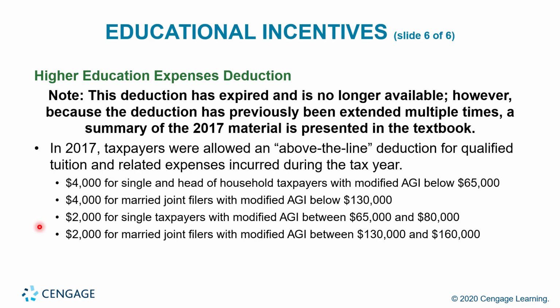So the higher education expense deduction, this deduction has expired and is no longer available. However, because the deduction has previously been extended multiple times, a summary of 2017 material is presented in the text. And so in 2017, taxpayers were allowed an above-the-line deduction for qualified tuition and related expenses incurred during the year. And these were the different rates at the different AGIs.